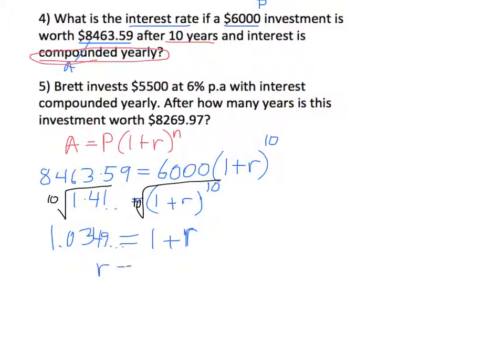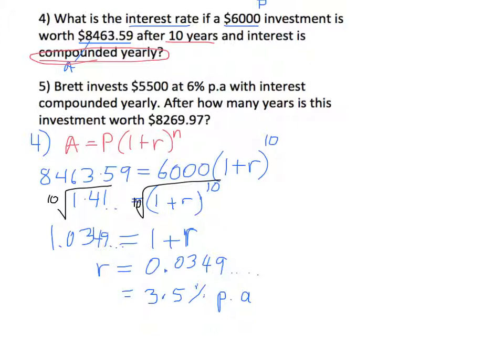So that means we need to minus 1 from both sides so that we're just left with R. And we are left with 0.034999 something. So that's our rate as a decimal. So to change a decimal to a percentage, you multiply by 100. So that is going to be 3.49, or 3.5%. And because our interest was being compounded yearly and our N was in terms of years, that means our rate is also a yearly rate. So we'll put per annum at the end of that. Alright, so that's number 4.